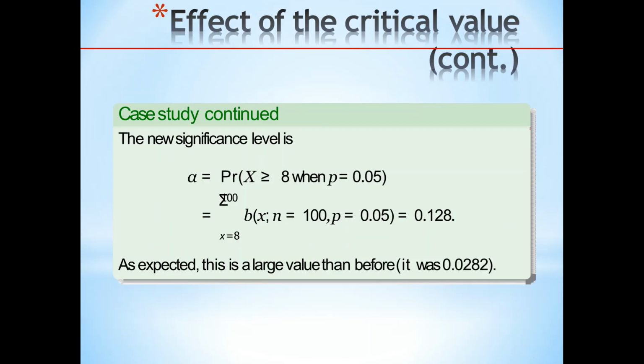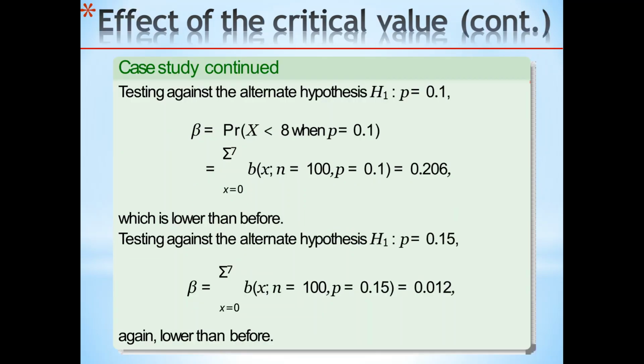Also, as we move to the third case study, we see testing against the alternate hypothesis H1, p equals 0.1. According to the formula, beta gives us 0.206, which is lower than before. Testing again against the alternate hypothesis H1, p equals 0.15, according to the formula, beta gives us 0.012, which is again lower than before.